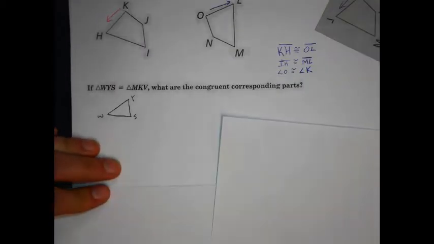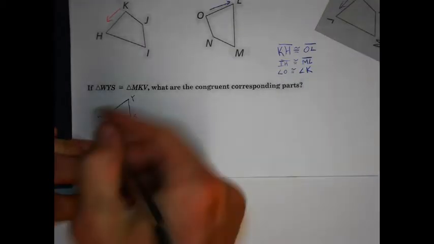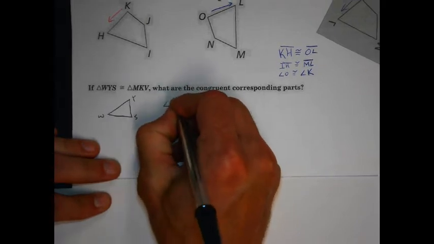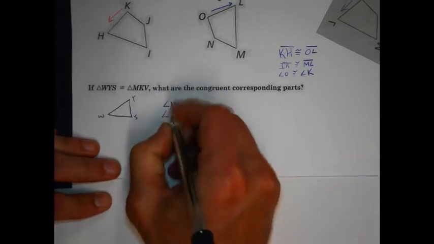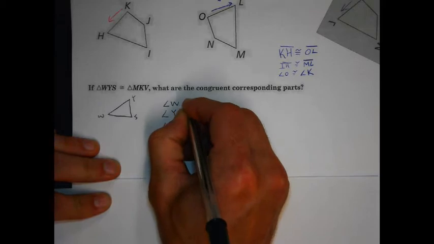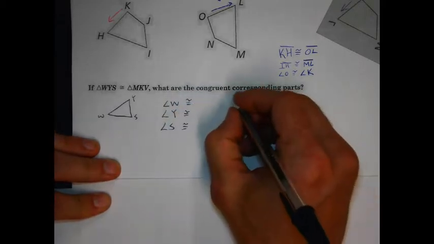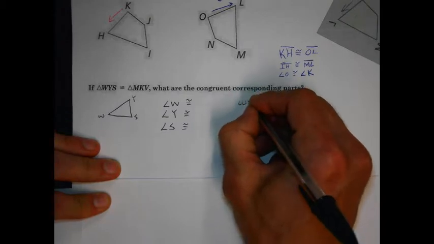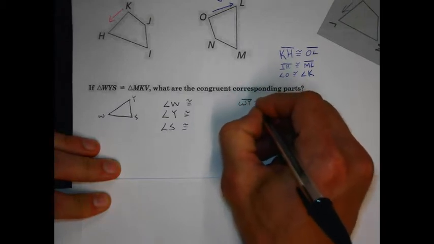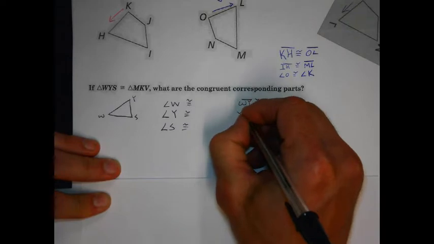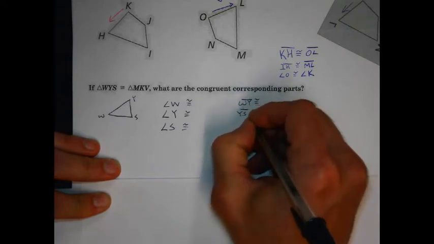We have six total parts. So three angles: angle W, angle Y, and angle S. And then we'll see what they are congruent to. And then there are three sides. We'll call it segment WY, and we'll call it segment YS, and then we'll call it segment SW.